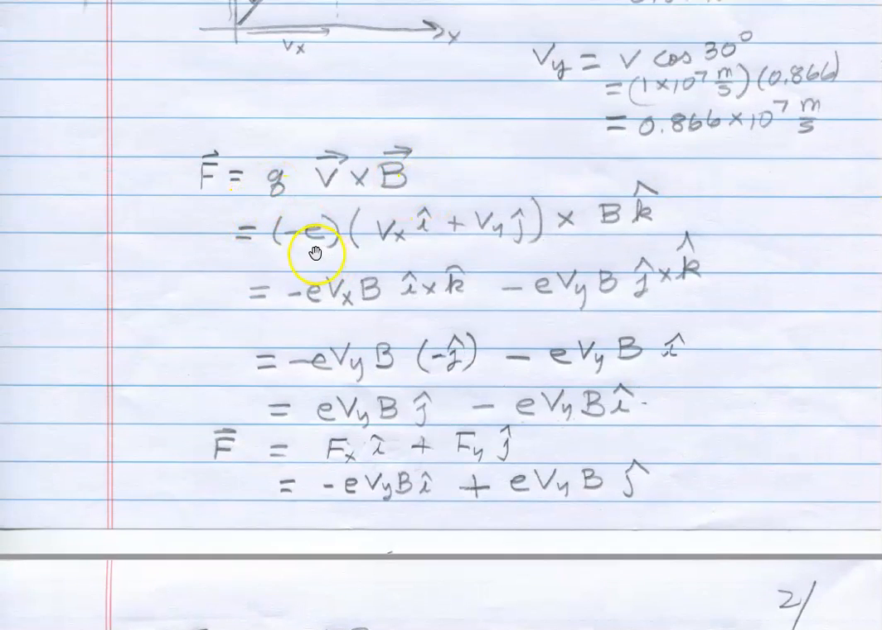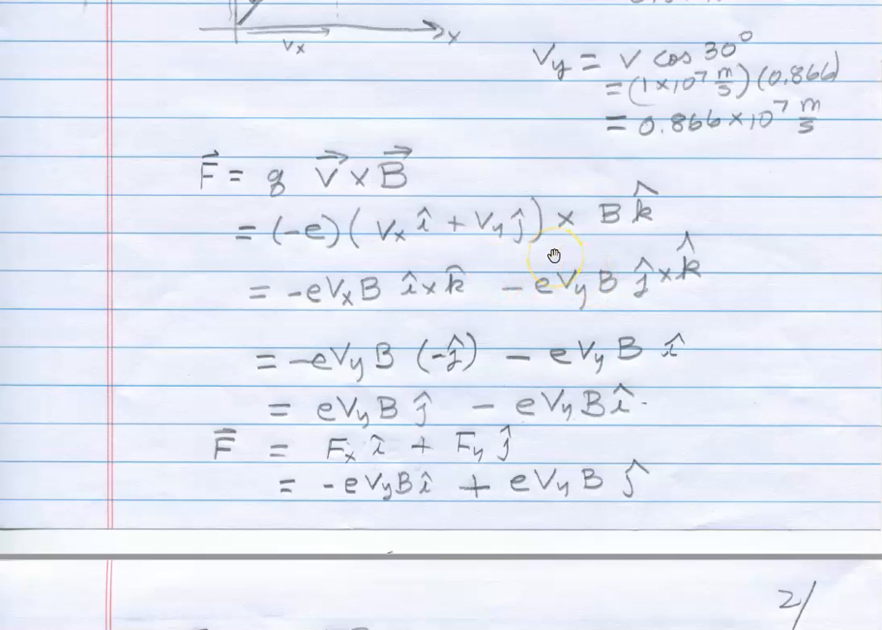I just plug in what my charge is to get the magnetic force. It's minus e times v, which is vx in the i hat plus vy in the j hat, crossed into the magnetic field, which they give me was 10 Tesla, and that's in the z direction, the k hat. And I can simply distribute this cross product across this sum, and that gives me minus e vx B, i hat cross k hat. And here I'll get minus e vy B, j hat cross k hat, when I distribute this cross product.